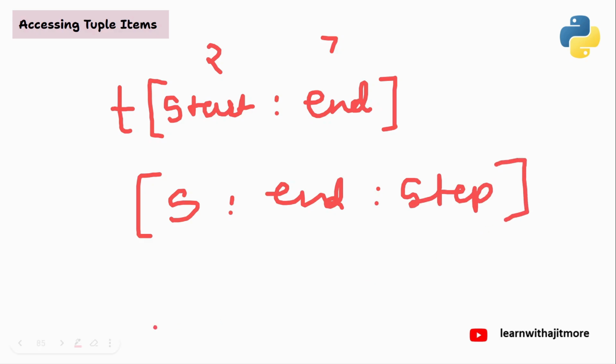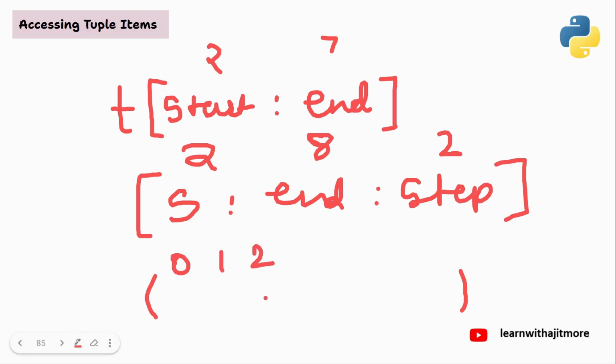Okay, so it will create a tuple with elements starting from start with a step of whatever step you have given. The step will act as an interval. Like you are given 2, 8 and step as 2. So it will start from 2, so that element will come.